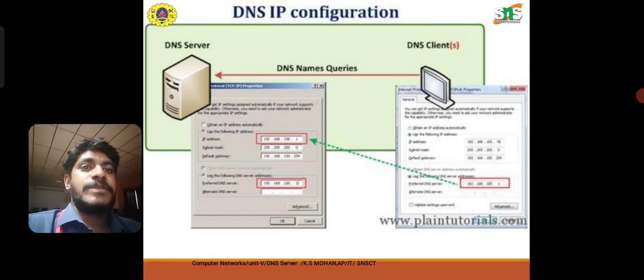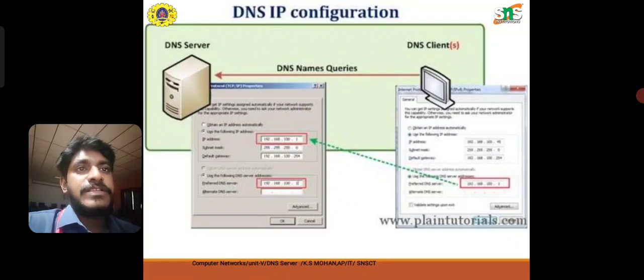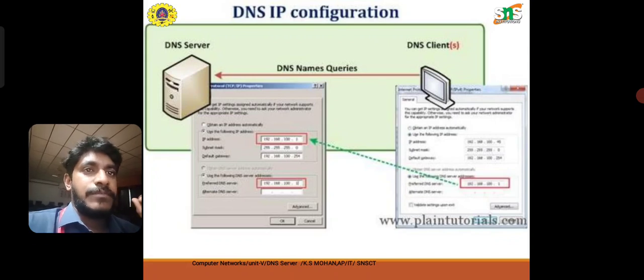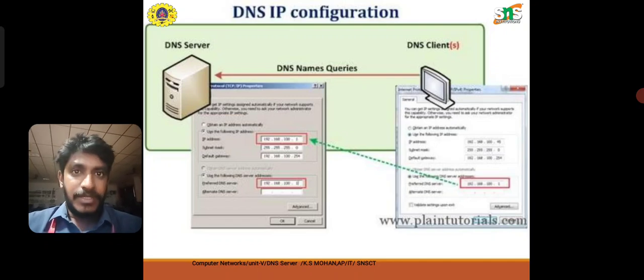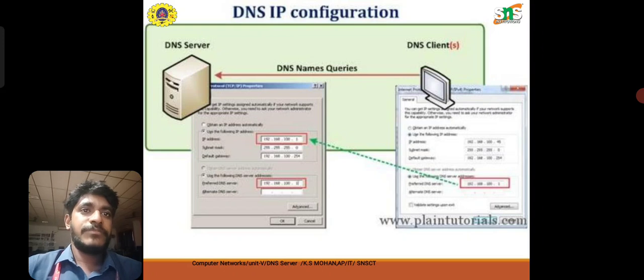From this we have the DNS IP configuration, and we can see it in this picture. We all use this in the DNS IP configuration. From server to client there are DNS name queries that help connect with the process. So the DNS server and DNS client, with DNS name queries, relate these values, and from them we can process the DNS IP configuration.